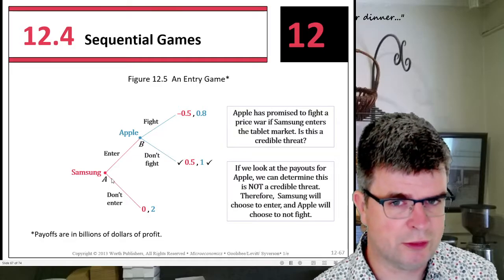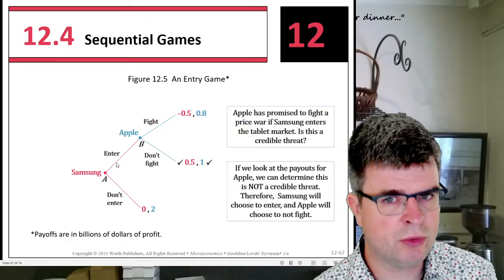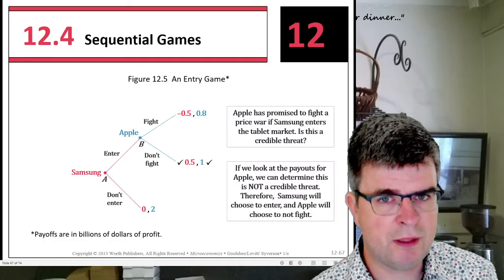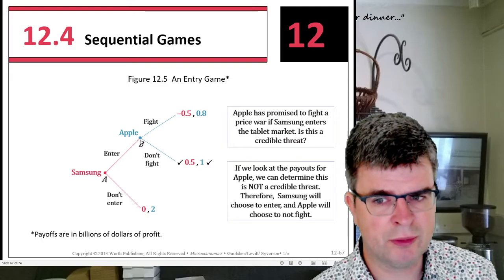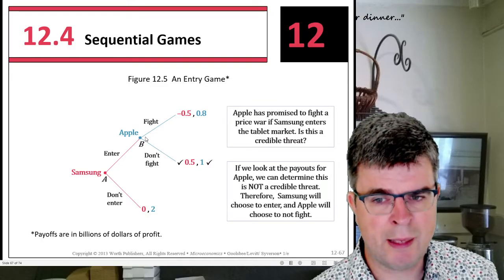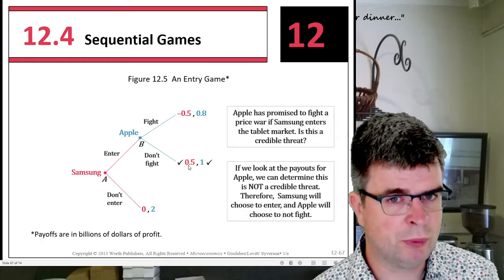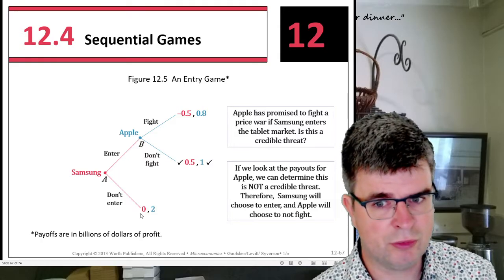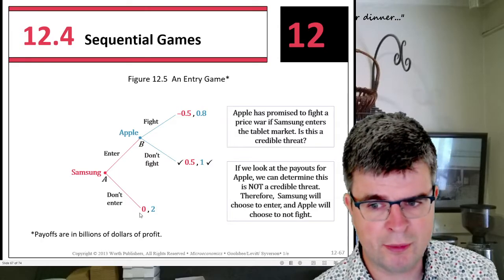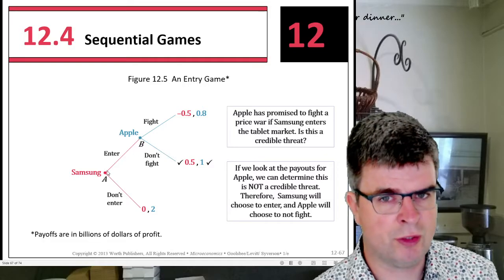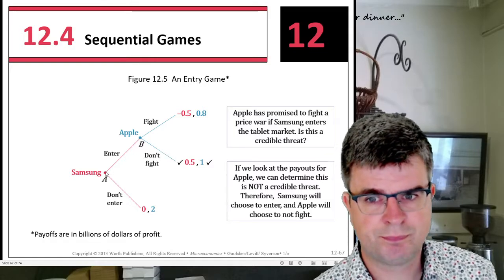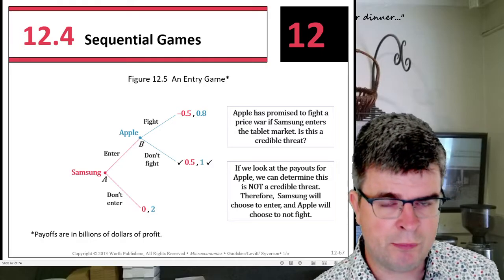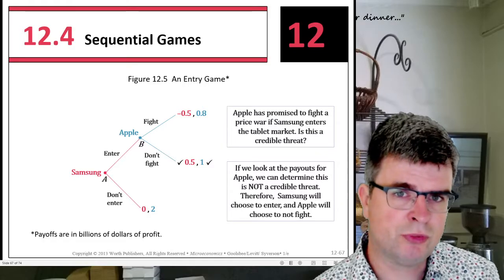And Samsung knows this. Samsung, if it reads the game correctly, knows that the threat of a price war is non-credible, it's an empty threat by Apple. So it can safely enter. It knows that Apple will not fight, and Samsung will get profits of 0.5, which is higher than the profits if it doesn't enter the industry. So the subgame perfect Nash equilibrium here is for Apple to not fight and for Samsung to enter the industry. So the threat of a price war is not a credible threat and will not be sufficient to deter Samsung from entering the industry.